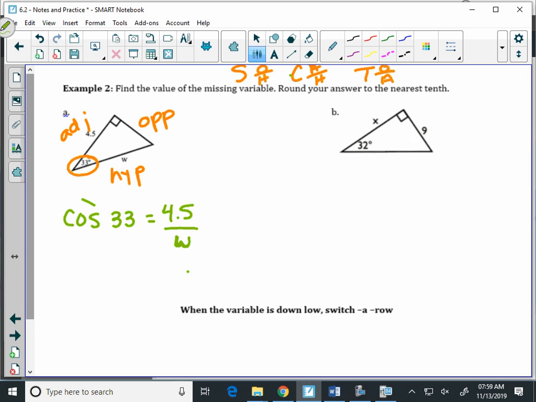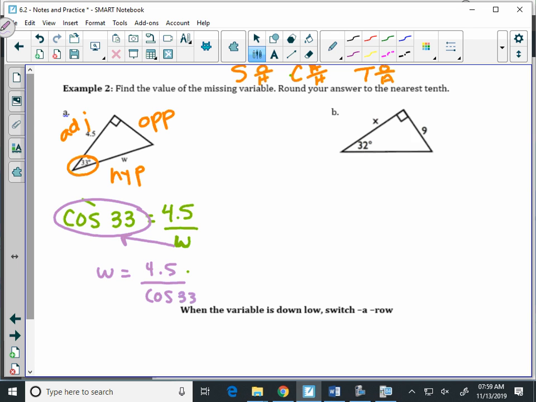The variable this time is down low. The saying I like to use is switch a row. X down low, switch a row. What that means is the variable and the cosine, sine, or tangent, the W, is going to switch with this whole thing. They literally trade. So it becomes W equals 4.5 divided by the cosine of 33. And then you plug that in your calculator. So variable down low, switch a row.